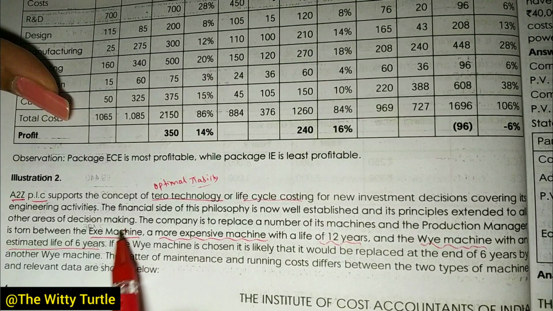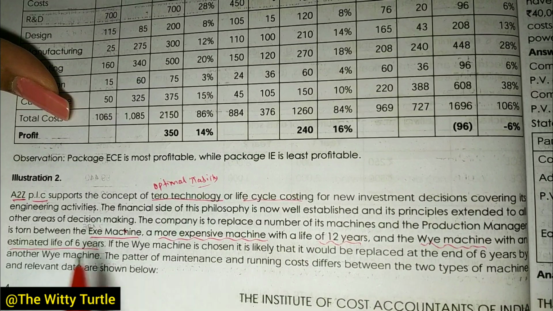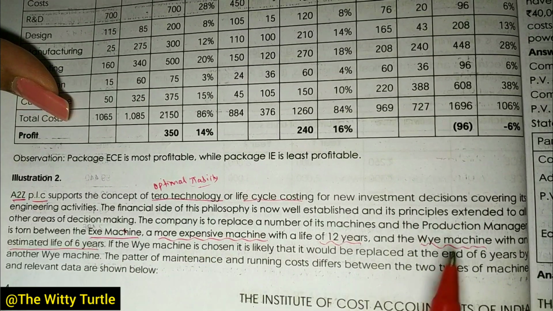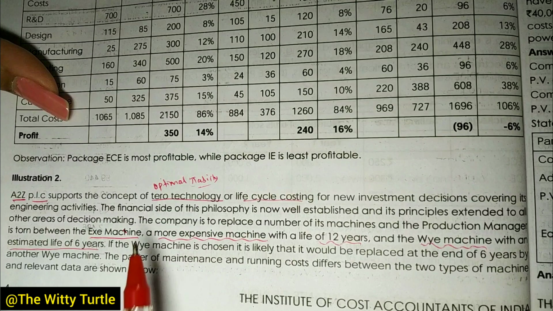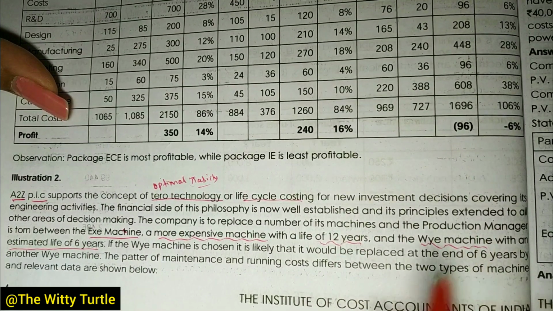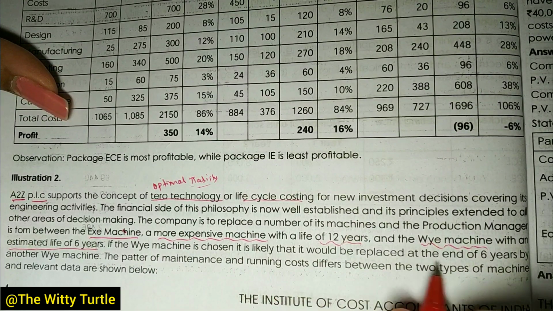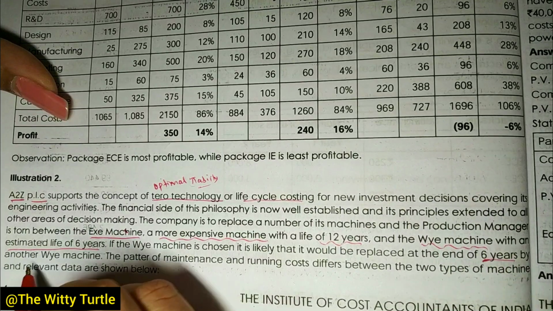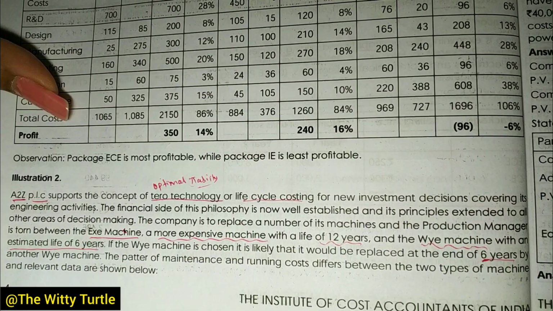One is machine X and another one is machine Y. Machine X is more expensive, whereas machine Y is less expensive. Machine X has a life of 12 years and machine Y has a life of 6 years. If Y machine is chosen, it is likely that it would be replaced at the end of 6 years by another Y machine. So it is saying that if you choose Y machine, then after 6 years you have to purchase another Y machine, right?